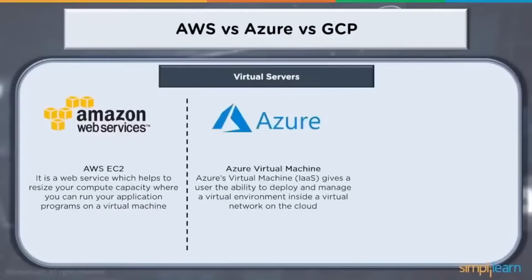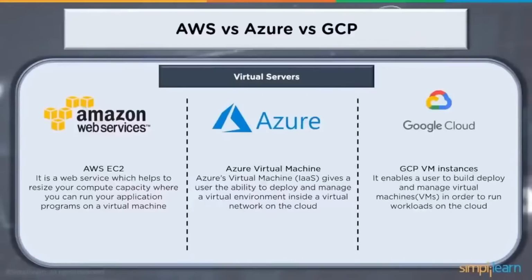When it comes to Microsoft's offering, Azure Virtual Machine, that is infrastructure as a service, gives a user the ability to deploy and manage a virtual environment inside a virtual network on the cloud. This virtual network on the cloud would be managed by the cloud provider. GCP VM instances enable users to build, deploy, and manage virtual machines in order to run different kinds of workloads on the cloud.